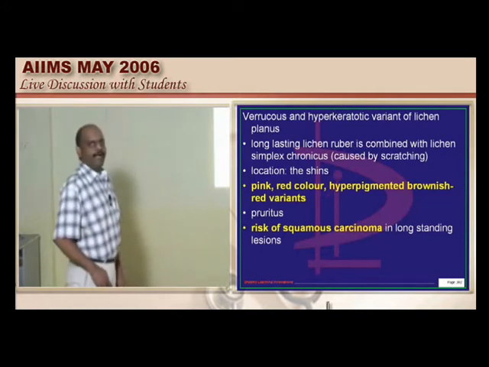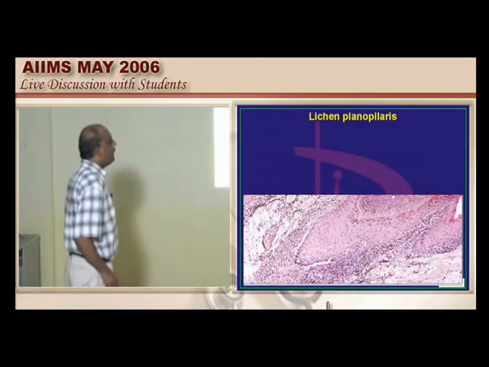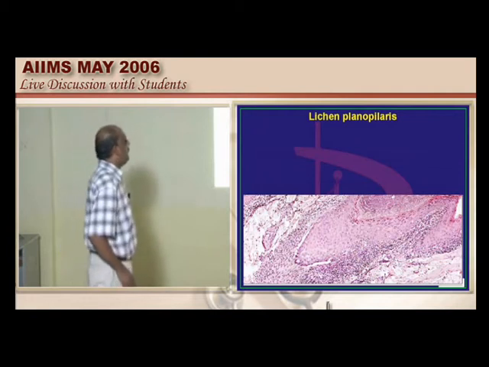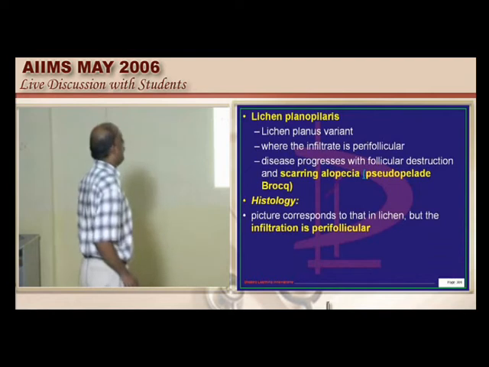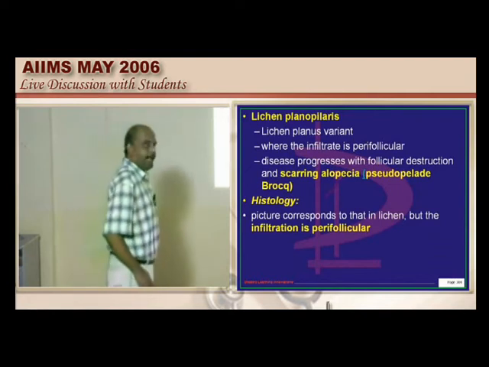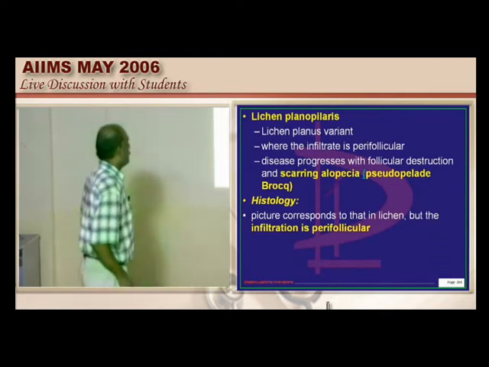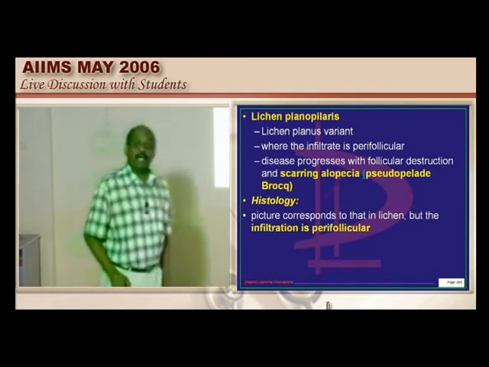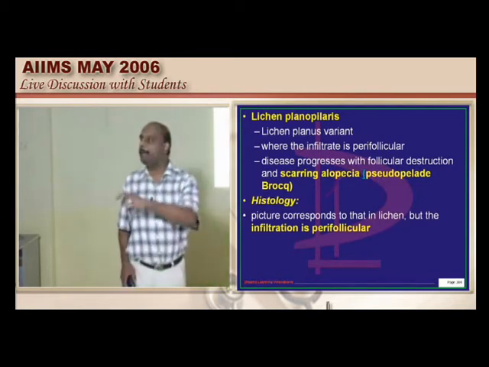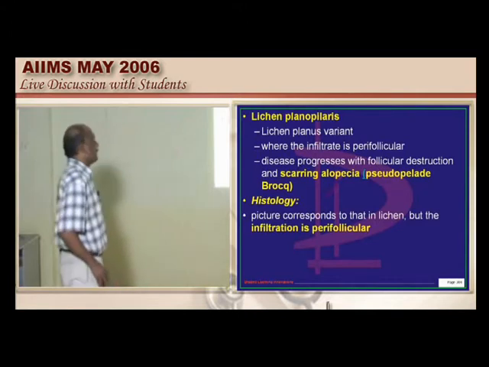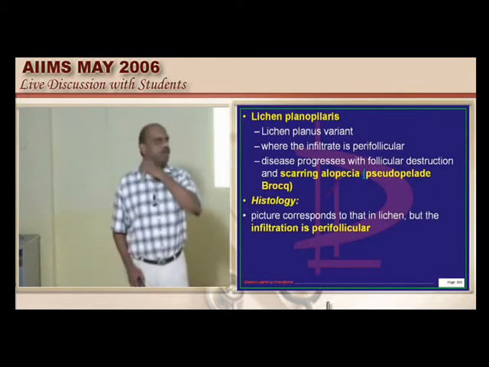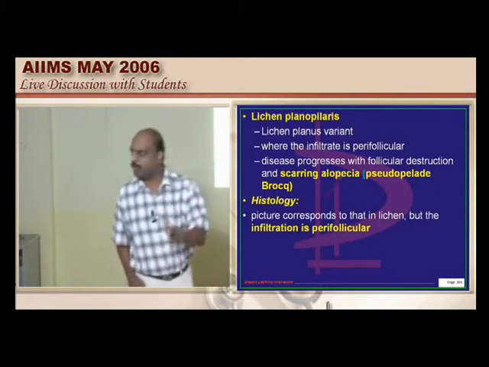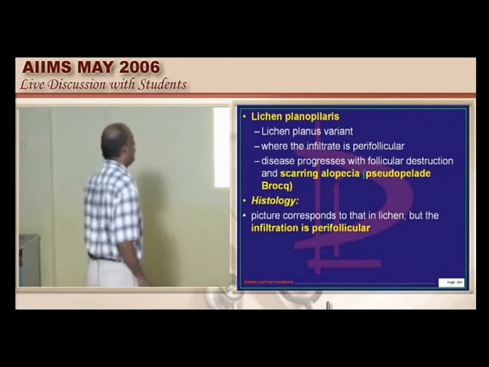Another important variety of the lichen is called the lichen planopilaris. Here there will be a lot of perifollicular infiltration, and the lichen planopilaris is the one you need to remember because scarring alopecia is one of the important complications of this condition. That's the reason you are very much worried. So now you are encyclopedic about lichen, doctor. Today only you revise it, because this is one topic which is going to come in tomorrow's exam.